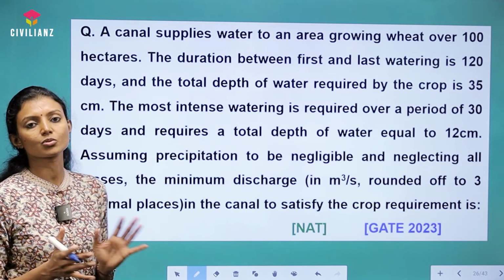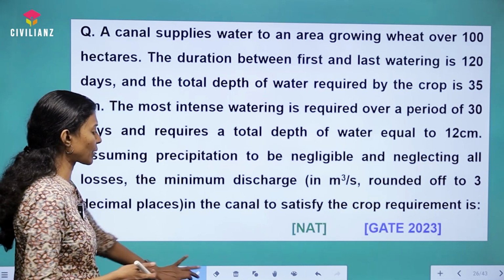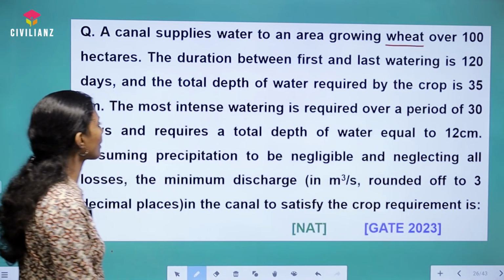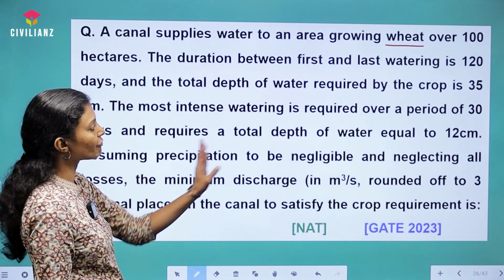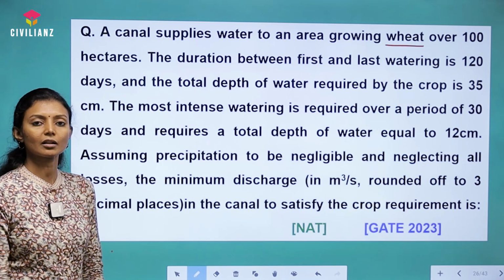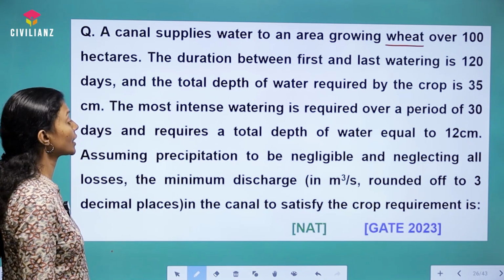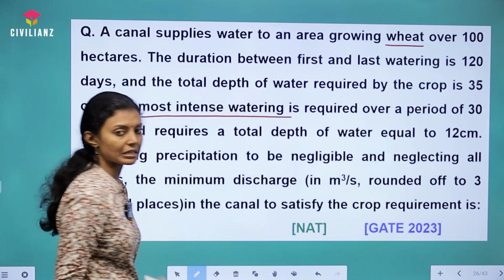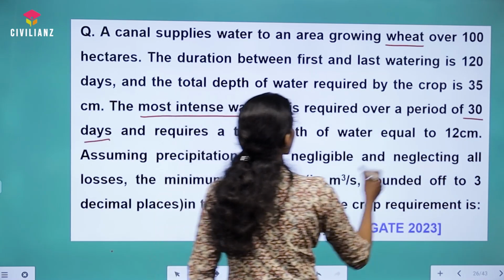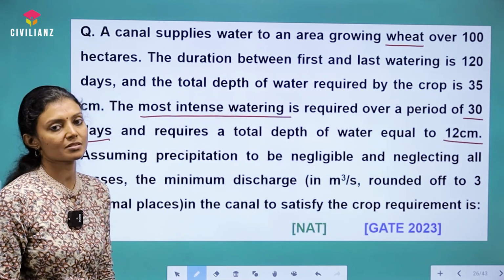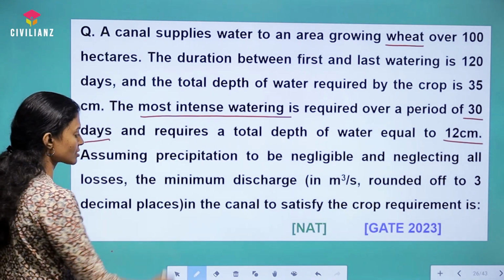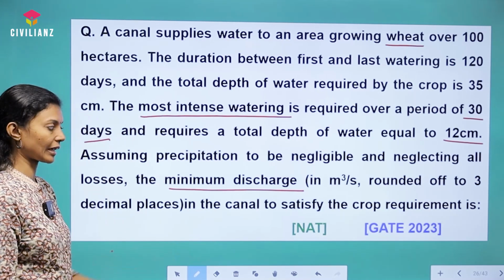Let us see what this question is all about. A canal supplies water to an area growing wheat. We are growing wheat over 100 hectares. The duration between first and last watering is 120 days and the total depth of water required by the crop is 35 centimeter. The most intense watering is required over a period of 30 days and requires a total depth of 12 centimeter. Assuming precipitation to be negligible and neglecting all losses, the minimum discharge in the canal to satisfy the crop requirement is?